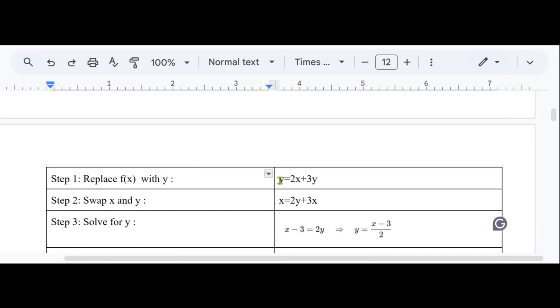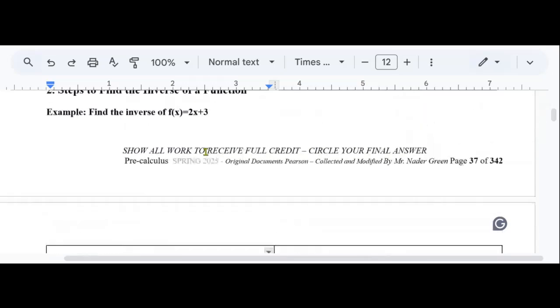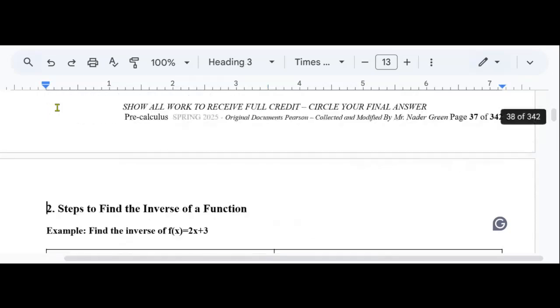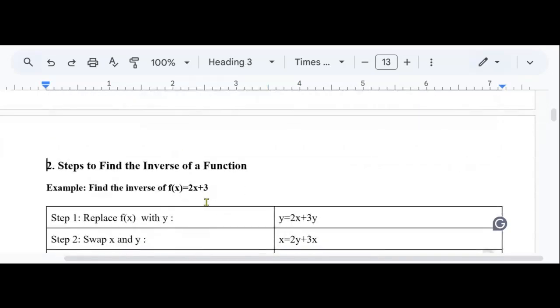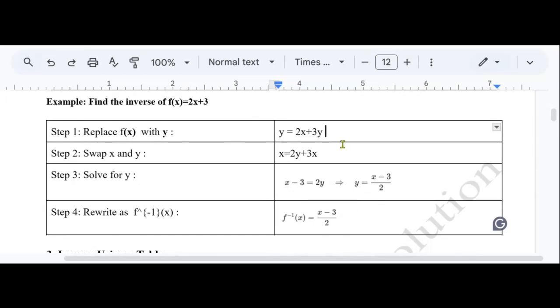Let me put this down and we can see it together now. I'm going to replace f of x by y. That's the first thing you're going to do. So what is y equal to? y equals 2x plus 3. Bravo Ali, bravo. Yes, okay.